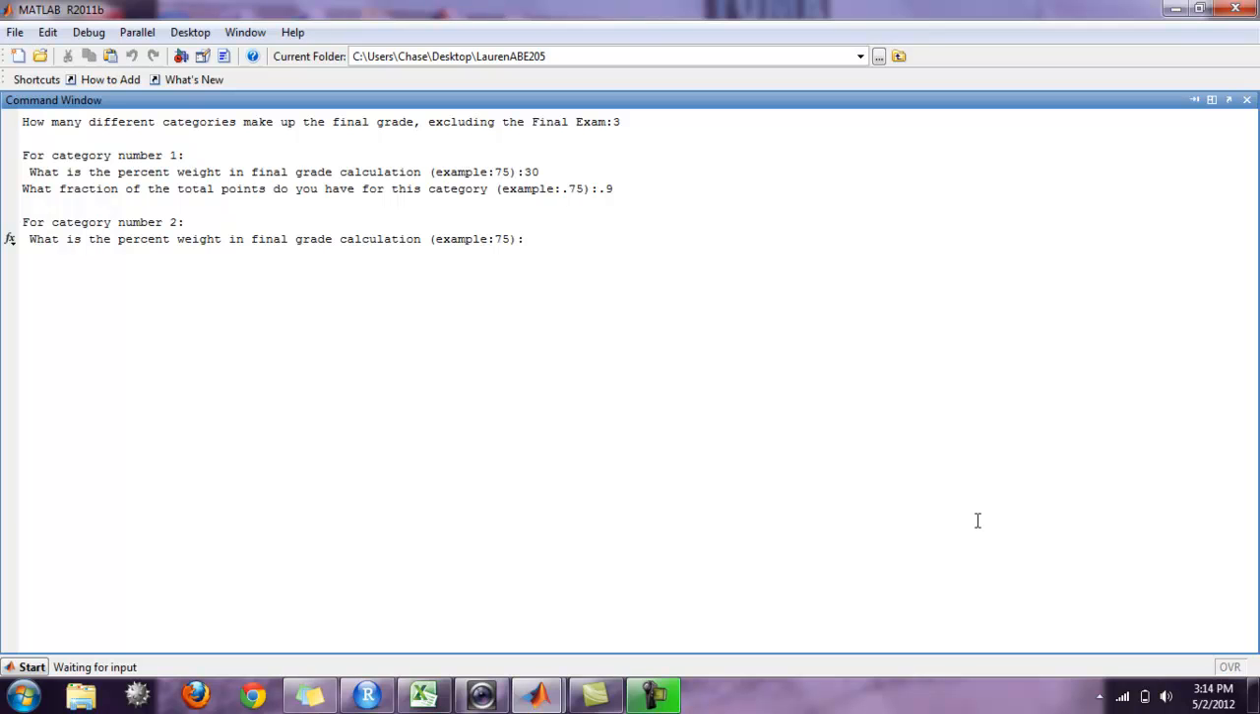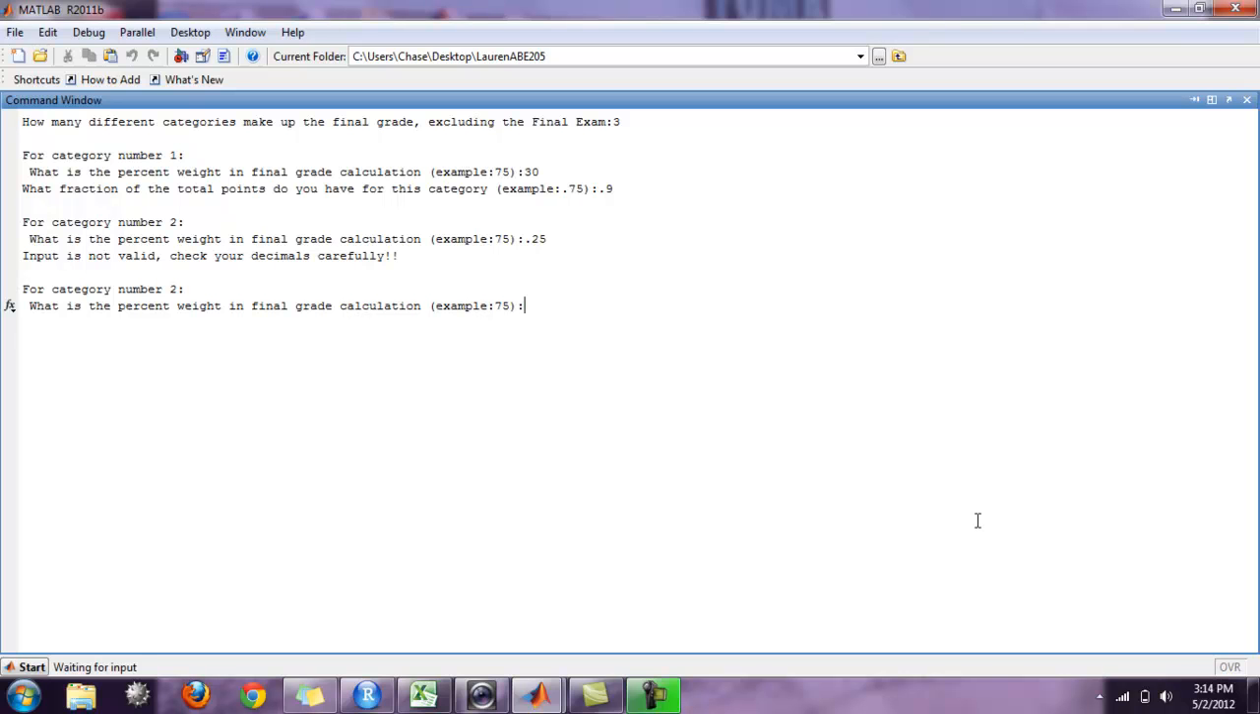So this is the second time, for category number 2. What is the percent weight in a final grade calculation? So let's say it is quizzes, so it's going to be 25. But what happens if we input it wrong and we say 0.25 instead of a whole number? You're going to get an error message saying that the input is not valid, so you need to check your decimals carefully, and then it's going to bring you back to the original question.